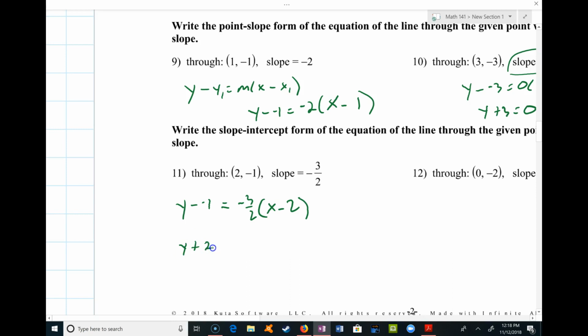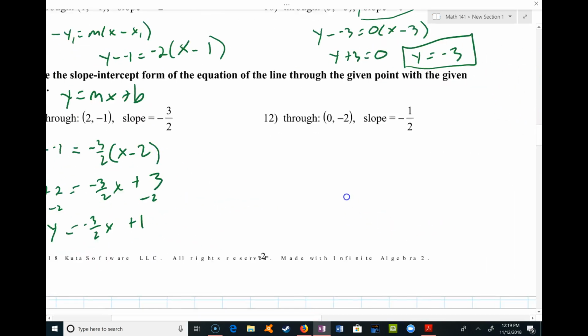So that'd be y plus 1 is equal to negative 3/2 times x minus 2. So I'm going to distribute the 3/2, plus 3, it looks like, because 3/2 times 2 would be 3, right? And a negative times negative would be positive. Then I'm going to subtract 1 from both sides, and I get y equals negative 3/2 x plus 2. So I'm just subtracting from both sides because I'm trying to get it in that y equals mx plus b form.